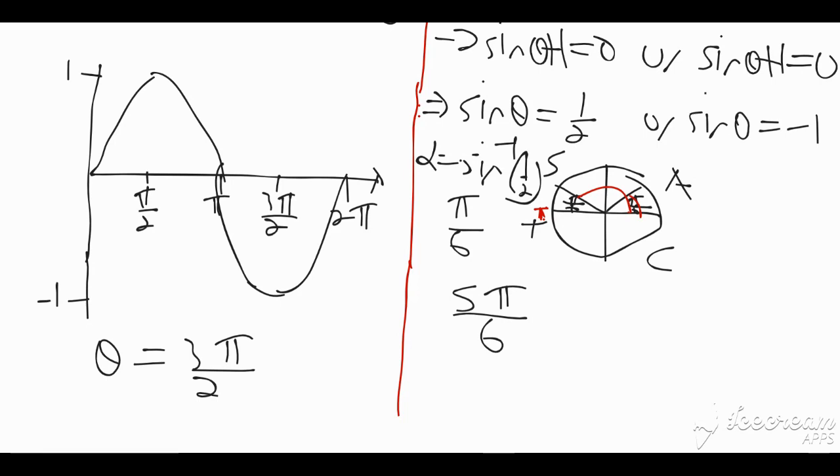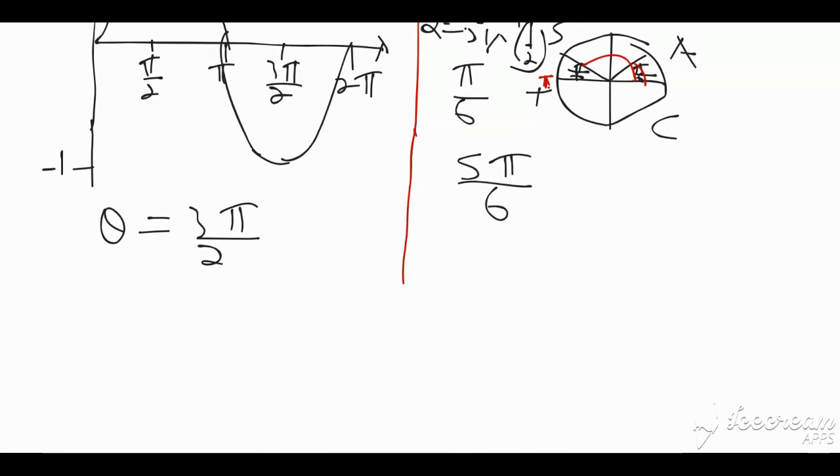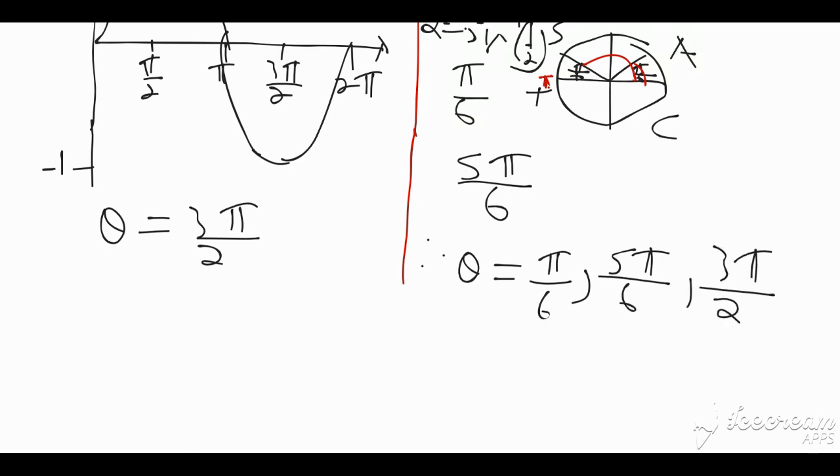So to conclude, we can simply put all three answers together here, and we can say therefore theta is equal, and if we want to put them in ascending order, we can go pi over 6, 5 pi over 6, and 3 pi over 2. These will be my answers for this question.